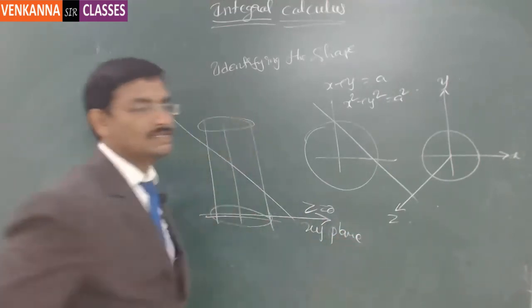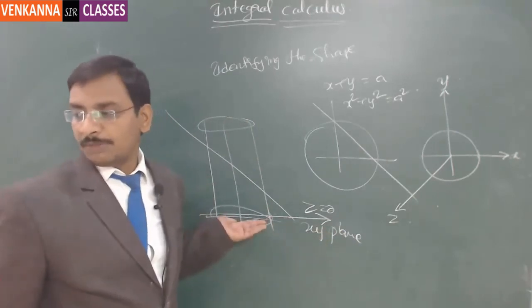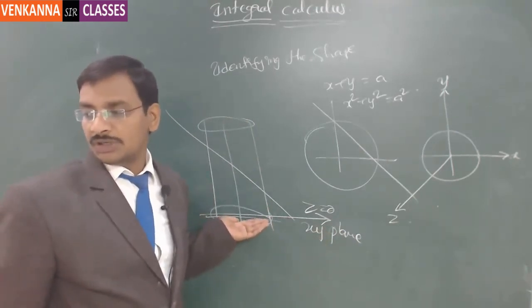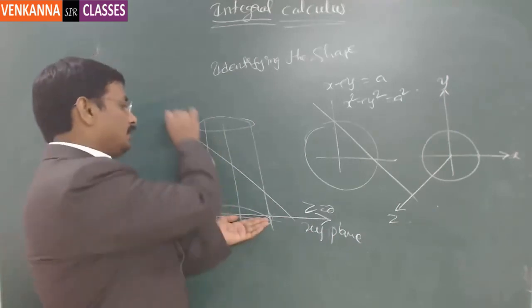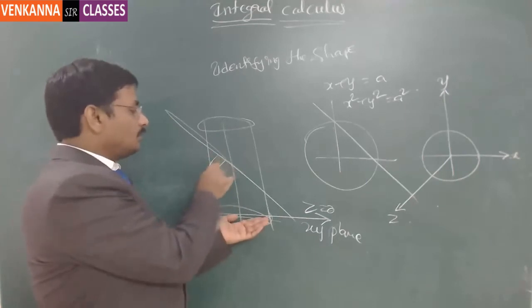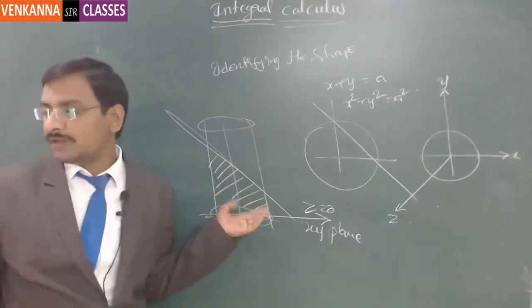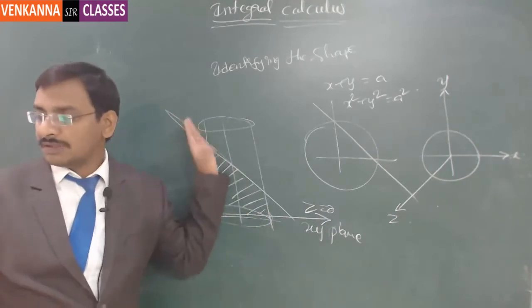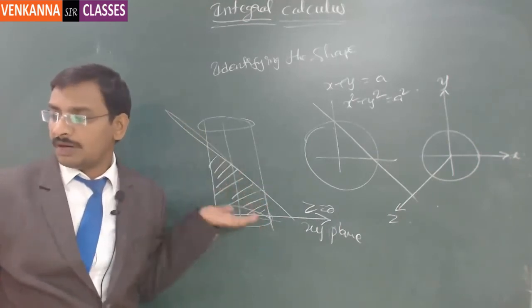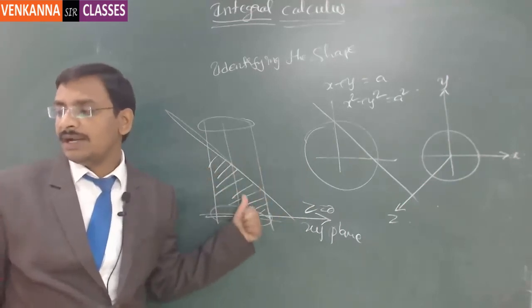So if he says z is equal to 0 plane, you need to identify this as the xy plane, where z is equal to 0, and then from there will be a cut-off plane like this. So this is the volume that we have to identify, the cut between the cylinder, this particular plane and the z is equal to 0 plane. So this is how you have to identify the volumes.